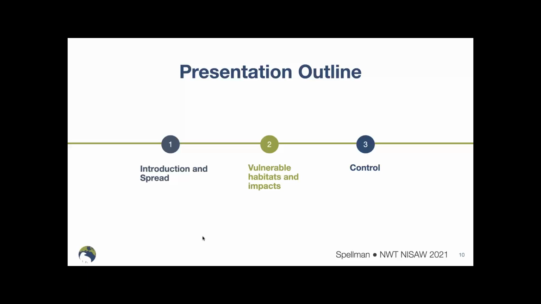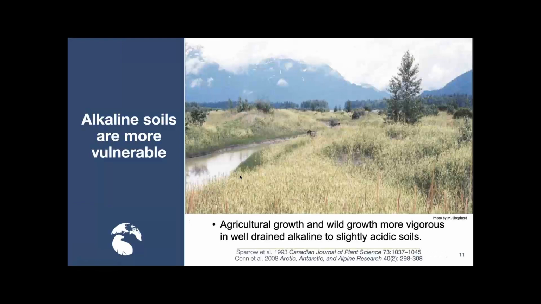So why? Well, we know something about which habitats are most susceptible to sweet clover in Alaska through this 15 years of research. Number one is the soils. Steve Sparrow, a really respected agricultural researcher here in Alaska, found that alkaline soils support growth of sweet clover much better than acidic soils. This is pretty good news because our black spruce forests in the north are pretty acidic, right?